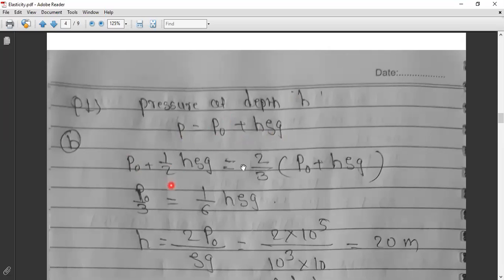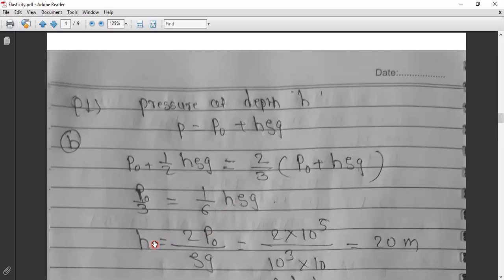The pressure at the half of the lake is equal to 2/3 of the pressure at the bottom of the lake. The pressure at the surface of the liquid is P naught plus hρg. This is at the half of the liquid, and this is at the bottom of the lake. So compare these two equations, we get P naught by 3 is equal to 1 by 6 Hρg.